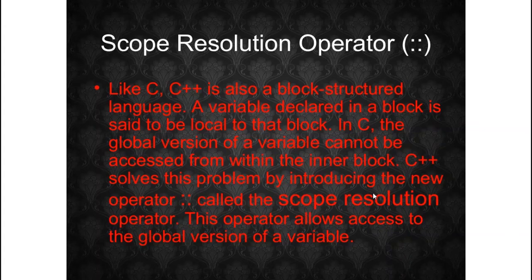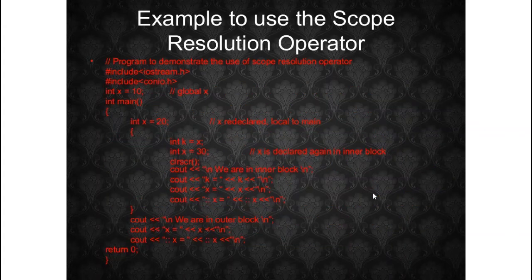Let us see a program which explains this. Here's a program. Int x equals 10, semicolon. This is a global variable x. And this is a local variable x that is local to main. Int k equals x. So what was the value of x here? 20. So k will get the value of x, that is 20.